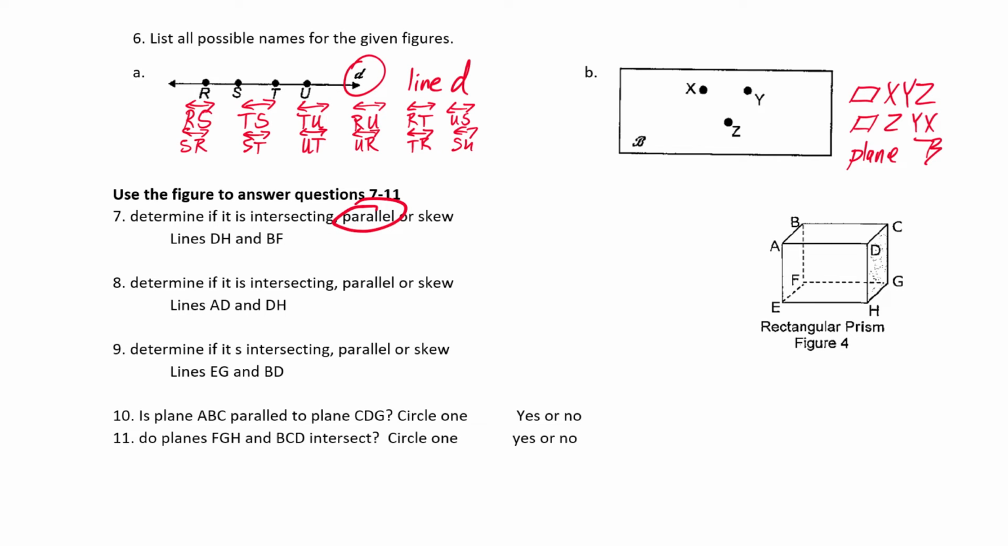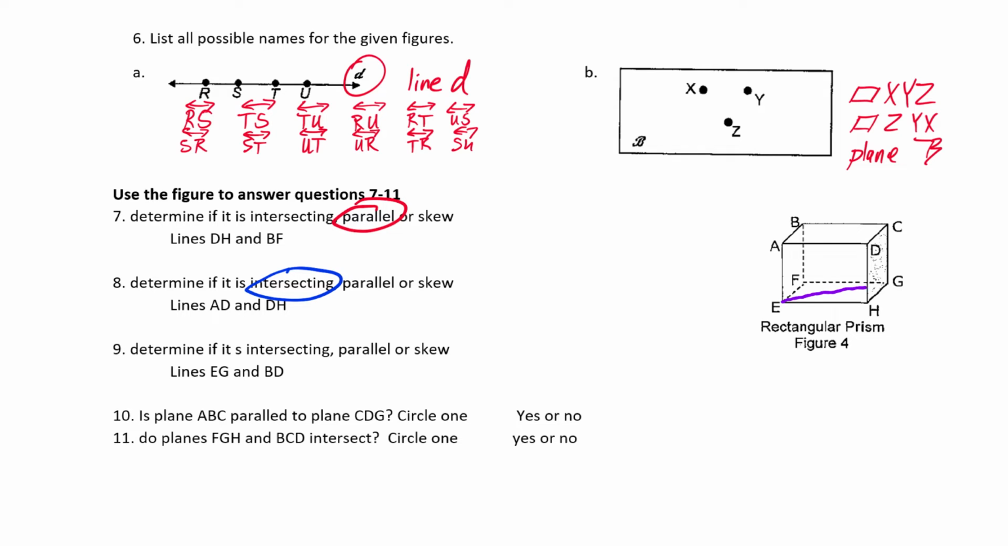What about line AD and line DH? Those are intersecting. Remember, intersect means to cross, to meet, to touch, whatever. So those intersect. What about line EG?